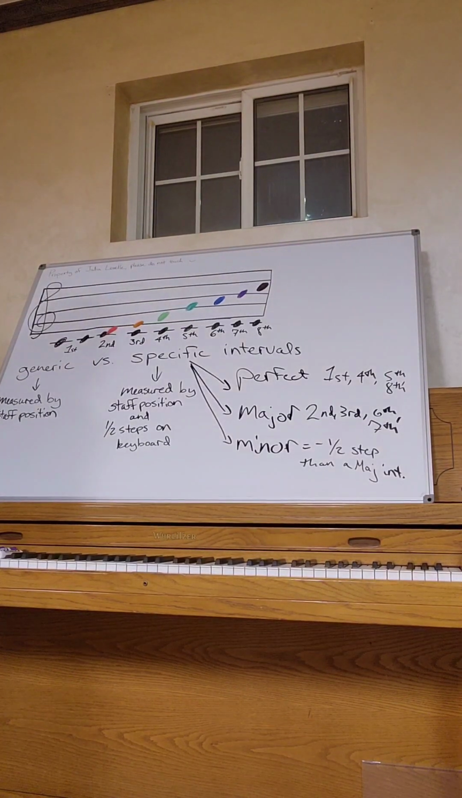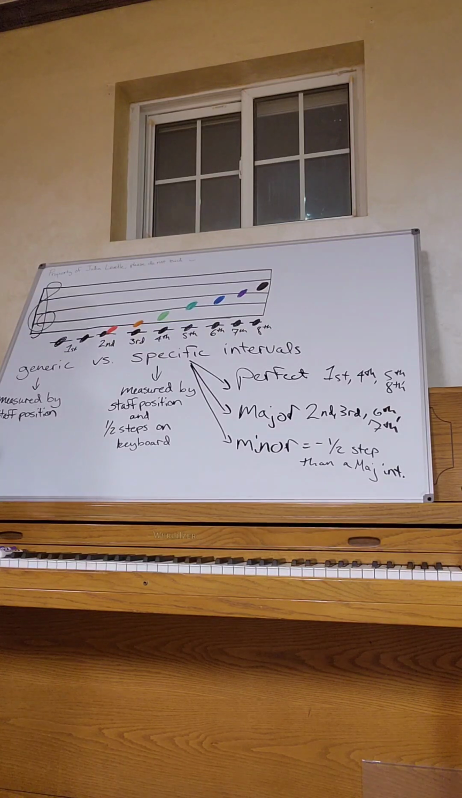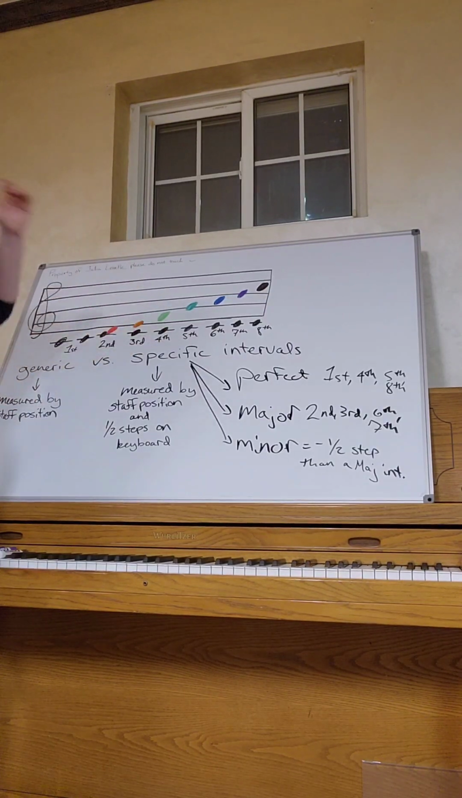All right, so let's talk about intervals. When we talk about intervals, there are two types of intervals: generic intervals and specific intervals. These are the two ways we talk about intervals.